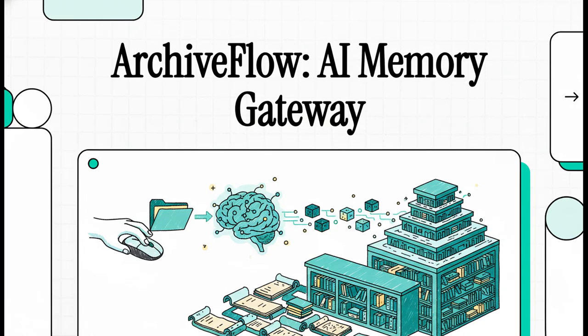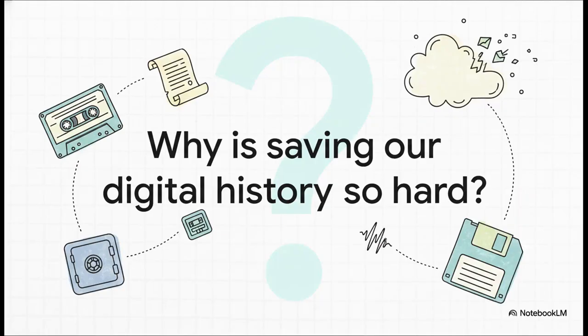Hey everyone, and welcome. Today we're going to dive deep into the engineering behind a really cool tool called ArchiveFlow. It uses AI to make permanent digital archiving as simple as dragging and dropping a file. We're going to explore how some really smart design can unlock powerful technology for all of us. But let's start with a really basic question. Why do we even need this?